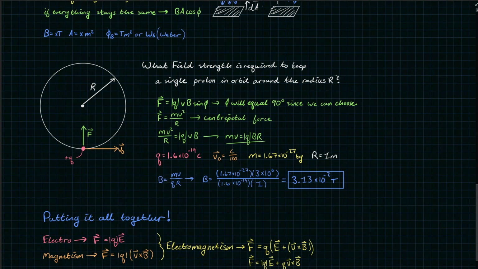So, things we know. We know that F is equal to the magnitude of Q times V times B times the sine of phi, which is the angle between V and B, right? And we can choose what angle B goes in, so we'll choose for it to be 90, since that makes math a whole ton easier. So that can either mean that it's pointing directly into the screen, or it can mean that it's pointing directly out of the screen.